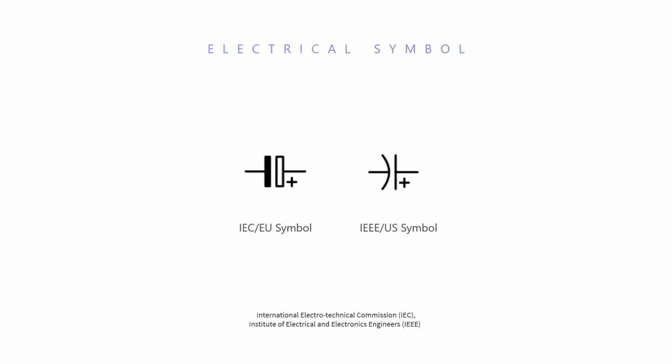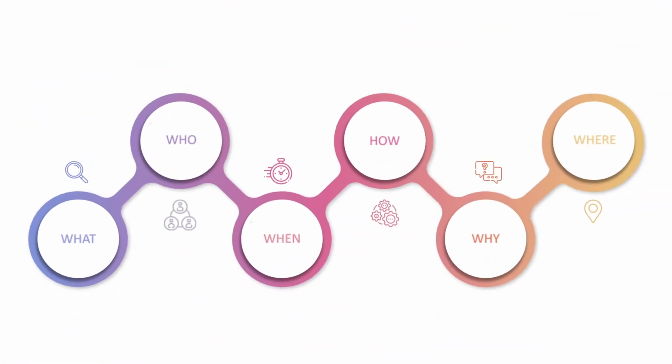These are the electrical symbols that are associated with capacitors. On the left, we have the IEC standard, and on the right, we have the IEEE standard. Right now, we have taken a look and understood what a capacitor is. Let us now find out who invented the very first capacitor.